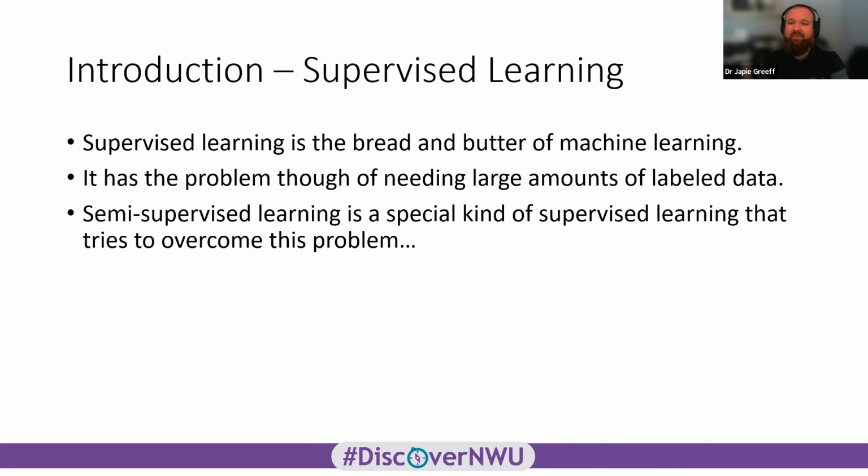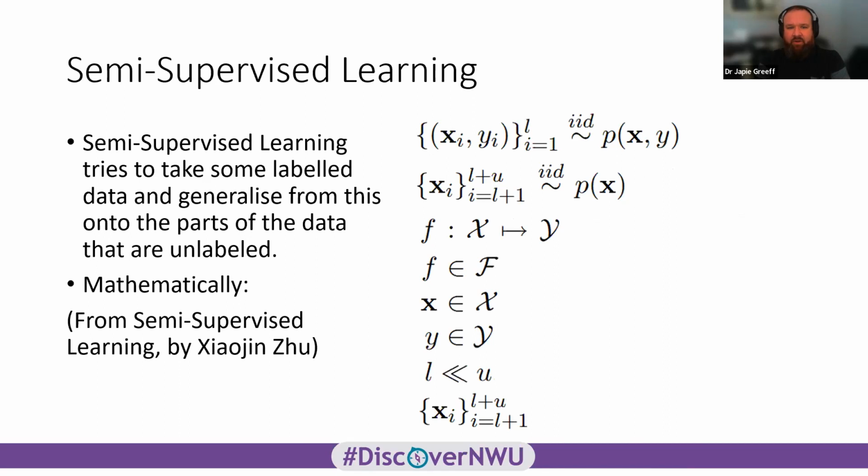So with semi-supervised learning, you're going to try and take your data set and label some of it, not all of it, but some of it, and then try and generalize from that to the unlabeled data at the same time. Okay. Now, because we are looking at things from a computer science point of view, this is basically the mathematical definition of semi-supervised learning.